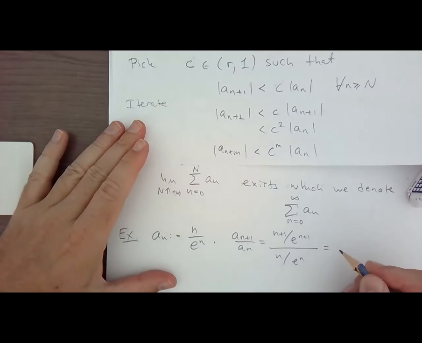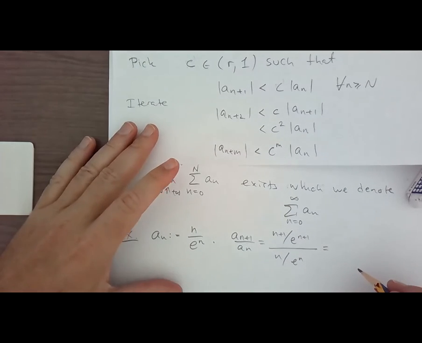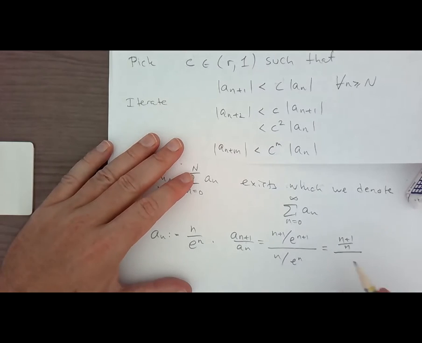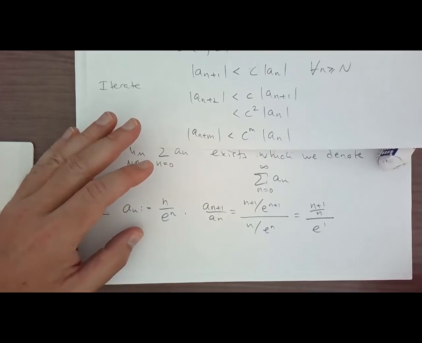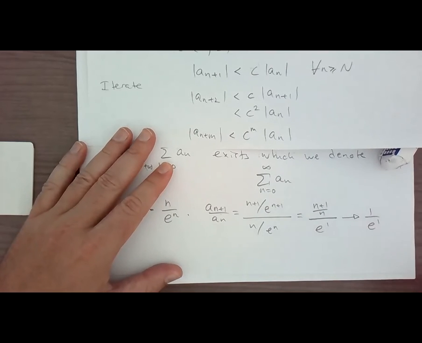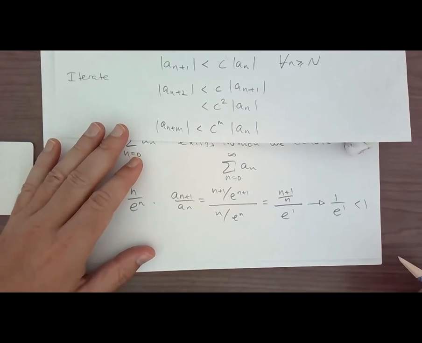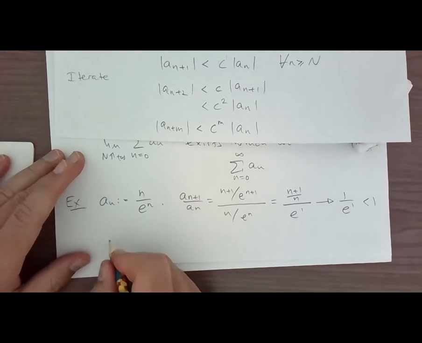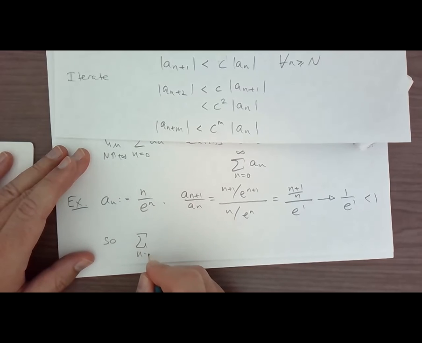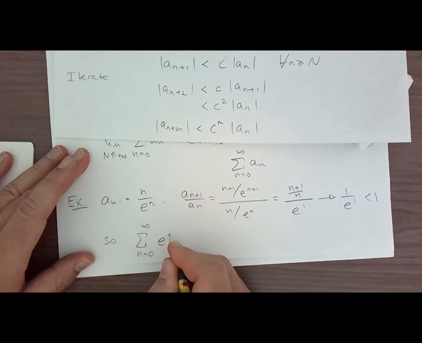Well, where does it go? It goes to n plus 1 divided by n, divided by, what would be downstairs, e to the 1. Again, the top part here converges to 1. This thing here converges to 1 divided by e to the 1. Again, this is strictly less than 1. So if I sum up these positive numbers from 0 to infinity, it'll be n times e to the minus n.